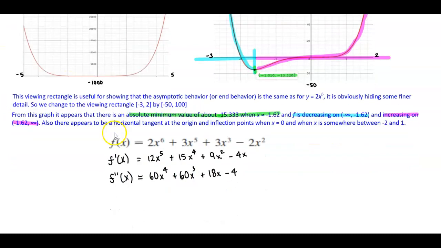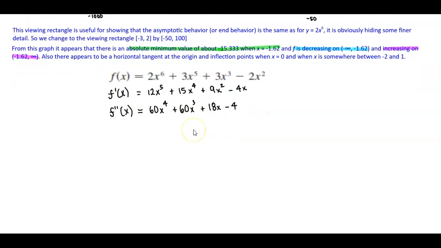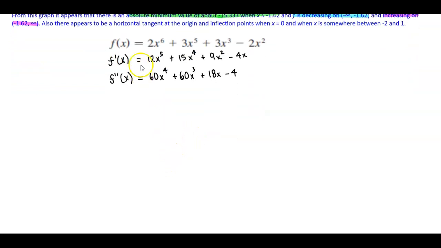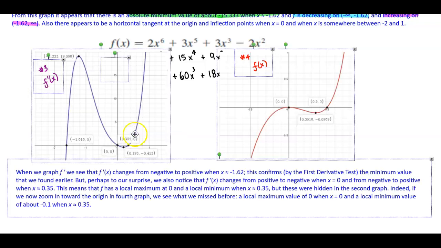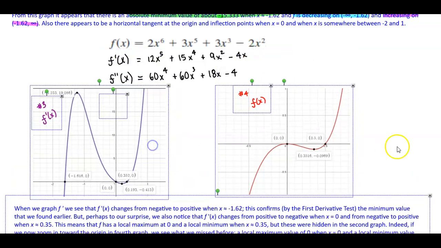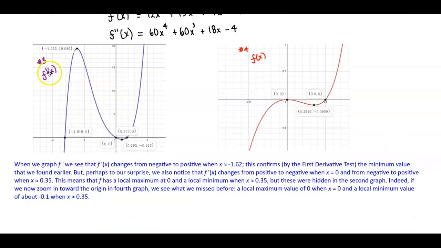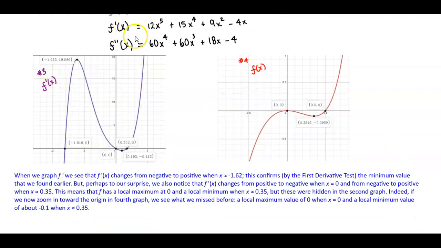Now let's graph the first derivative, and we're going to use Desmos there. We're also going to graph the function again and zoom in a little bit more. Here on Desmos, I've graphed the function number 3, which is the derivative function. And when we graph the derivative, we see that it changes from negative to positive when x is equal to -1.62. So let's take a look at that.